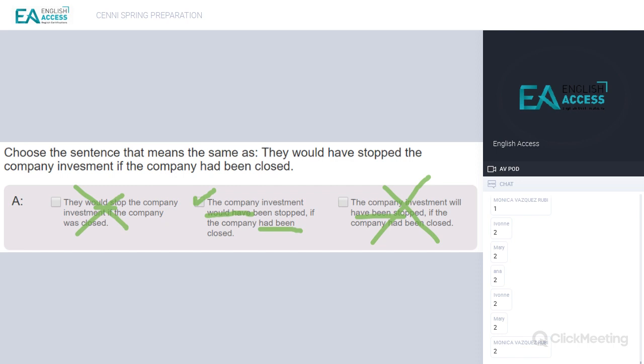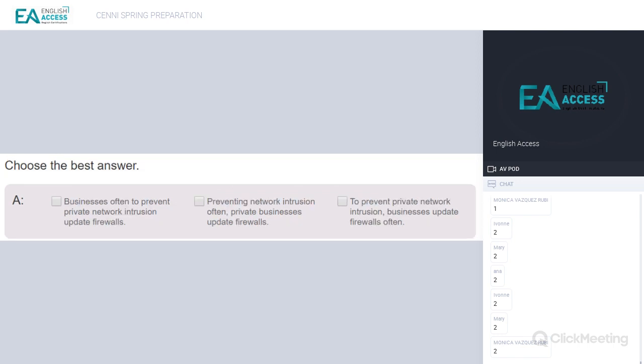Now let's go to 30. That is the middle of the exam. It's only the middle, the half.